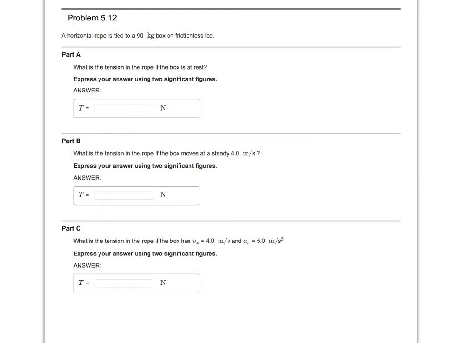Up next, we have a horizontal rope being tied to a 90 kilogram box that's on frictionless ice. And so the rope is going to be pulling on the box, so I'm going to go ahead and set up my free body diagram. Going up, we have the force of the ice supporting the box. Going down, we have the force of Earth, and then we have the force of this rope, which oftentimes is called the tension force.